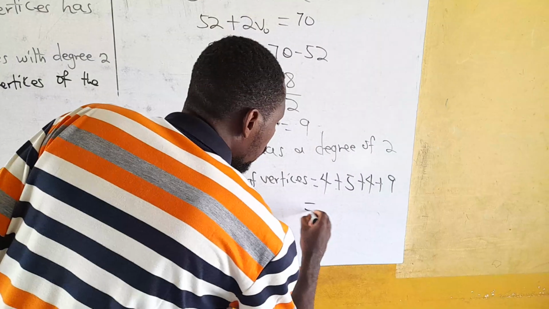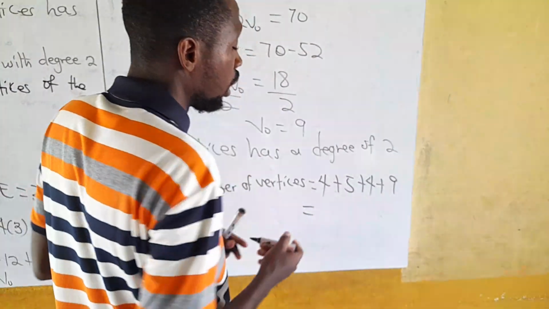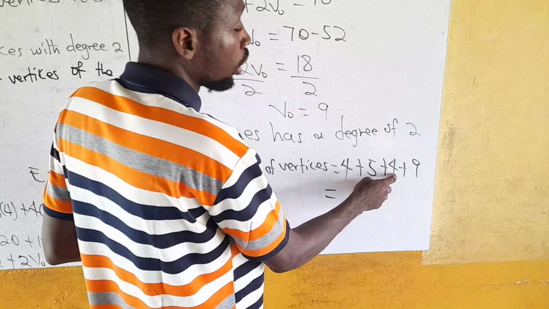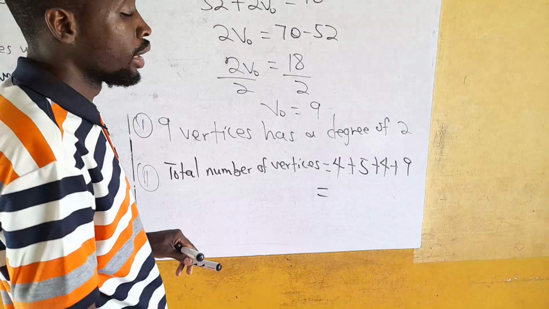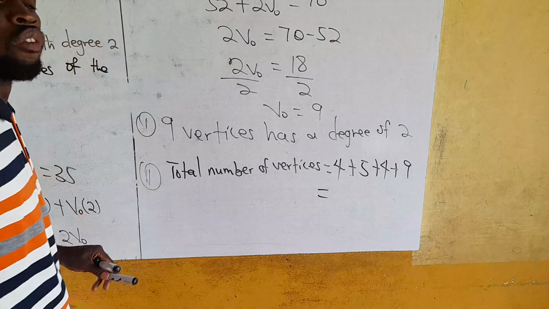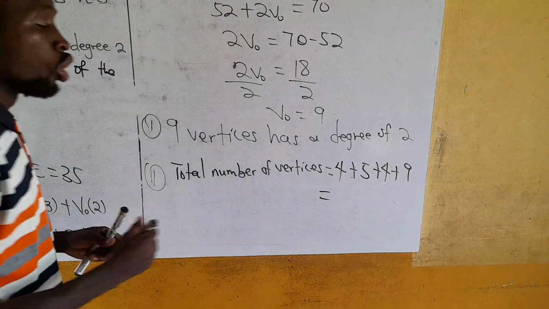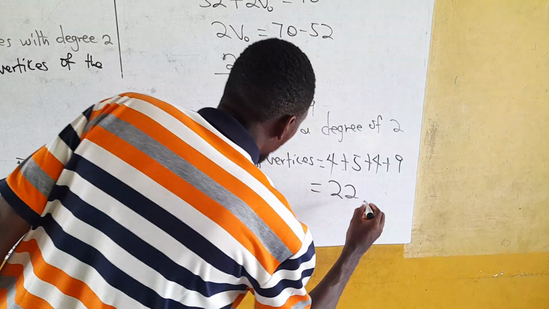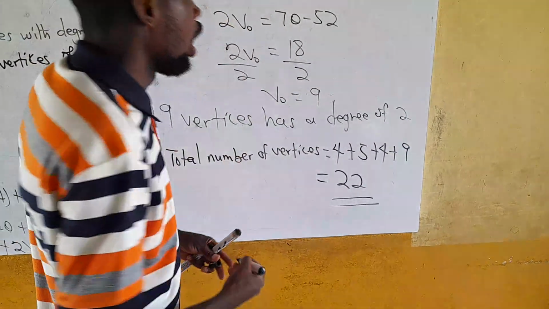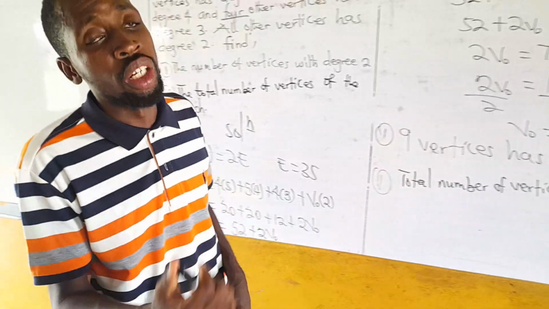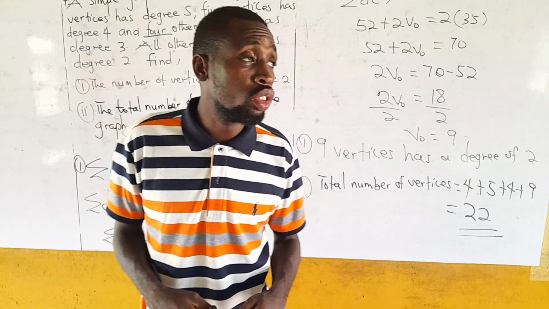So we add everything. 4 plus 5, that's 9. 9 plus 4, that's 13. Then 13 plus 9 will give us 22. So we say the total number of vertices is 22. I hope you get that. Please play over the video, and I know you will get this concept.